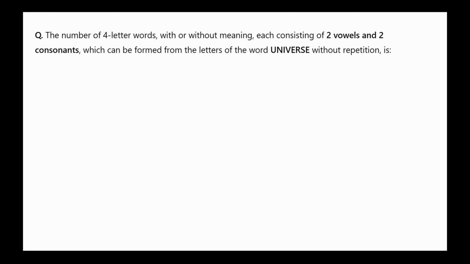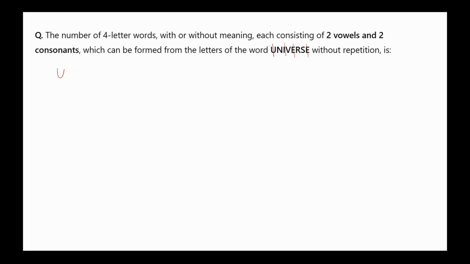The number of 4-letter words with or without meaning, each consisting of 2 vowels and 2 consonants, which can be formed from the letters of the word universe without repetition. So first of all, let us segregate our vowels and consonants from the word universe. Universe has how many vowels? What are our vowels? A, E, I, O, U. So 1, 2, 3 and 4.